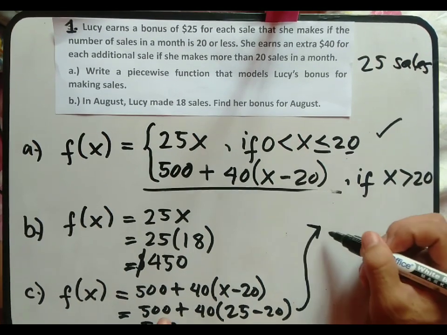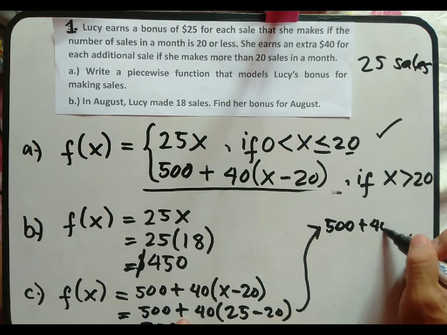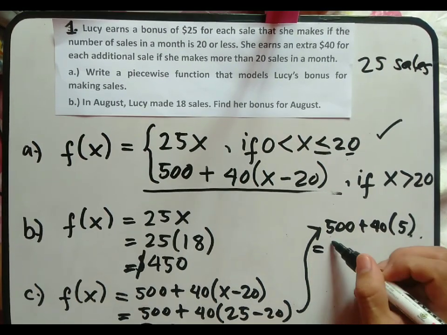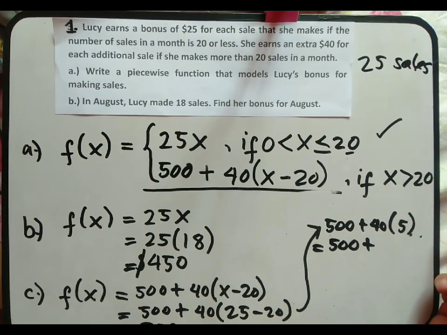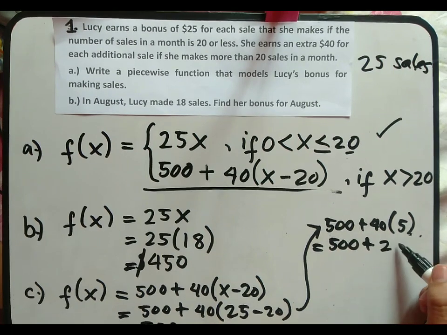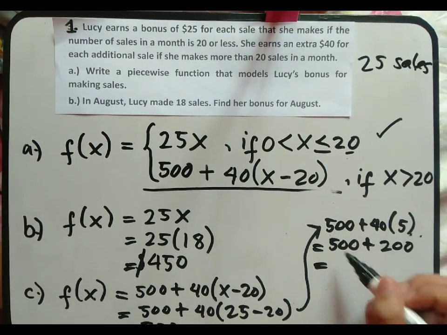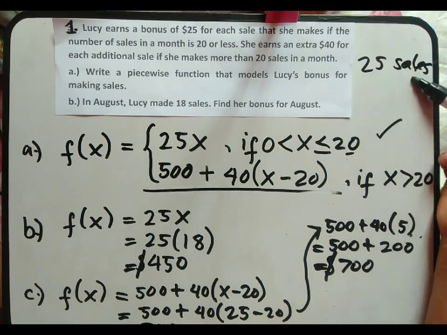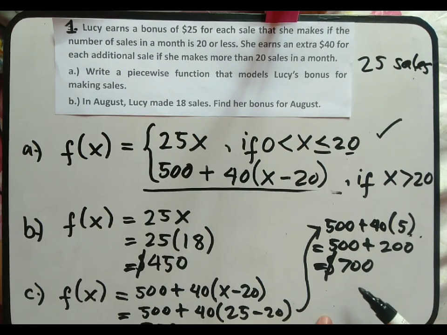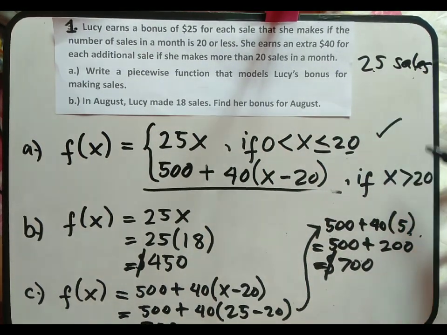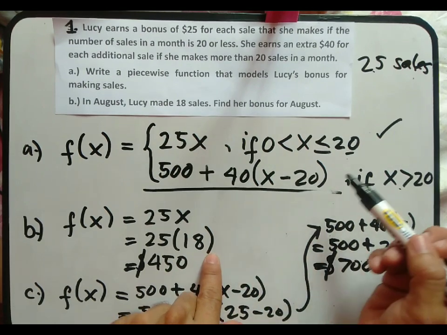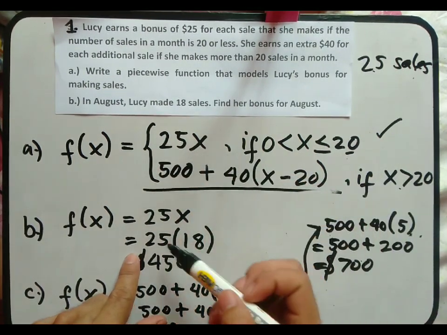So equals 500 plus 40. And then 25 minus 20 is 5. Next, we have 500 plus 40 times 5 is equal to 200. And then add, we have 700. Okay, $700. Therefore, if Lucy made 25 sales in a month, then she will earn a bonus of $700. Okay? So, yung second function yung ginamit natin since 25 is greater than 20. Dito sa letter B, 18 sales, 18 is less than 20. So, yung first function yung ginamit natin.